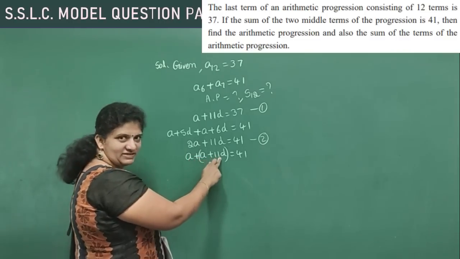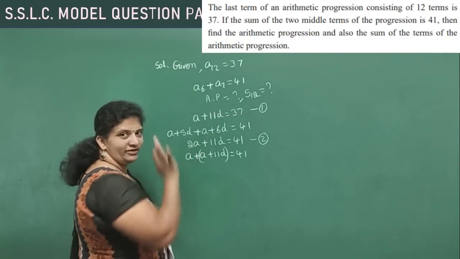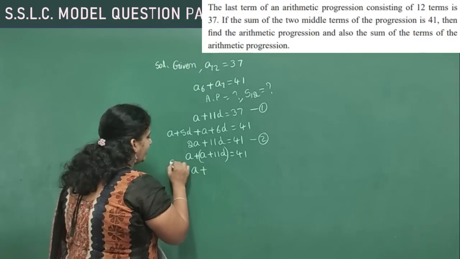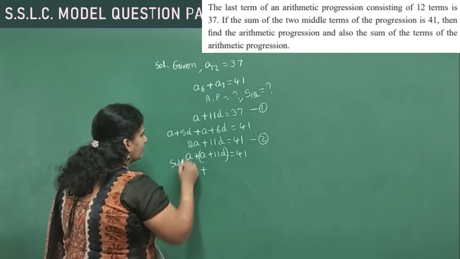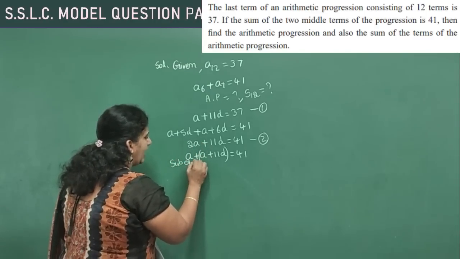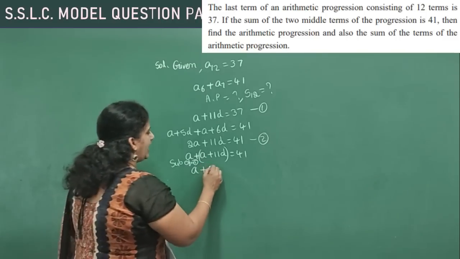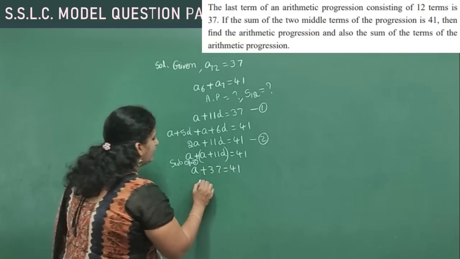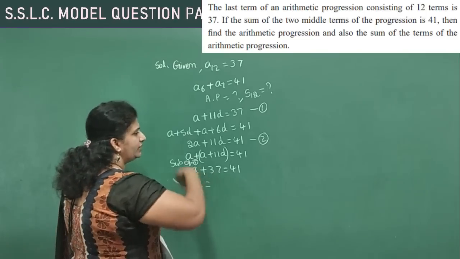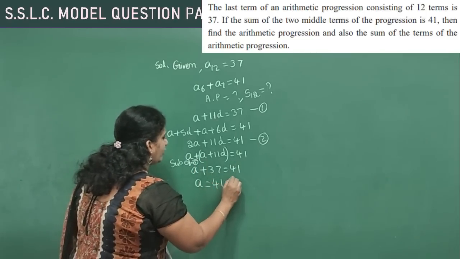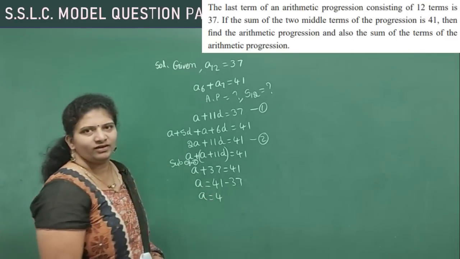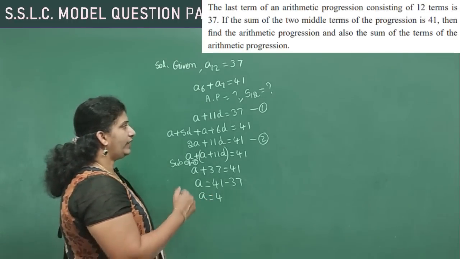In the place of a plus 11d I can substitute 37. Then go with it. You can write here, substitute equation 1 in above. Right? a plus 37 is equal to 41. a is equal to, transpose other side, 41 minus 37, a is equal to 4. Right? Now we got a.